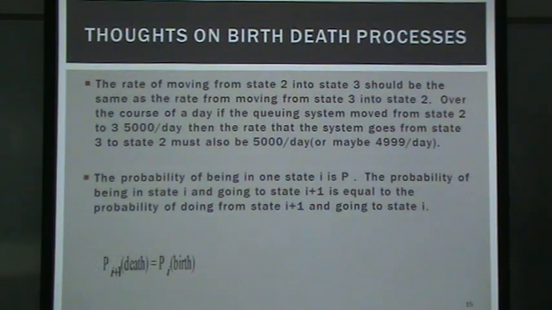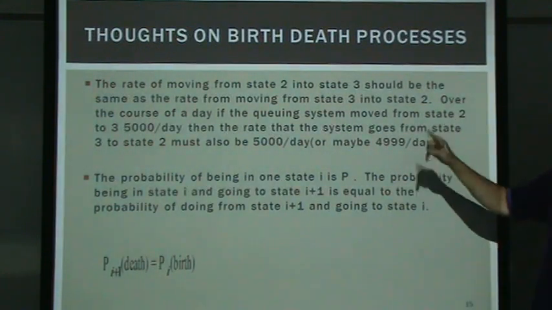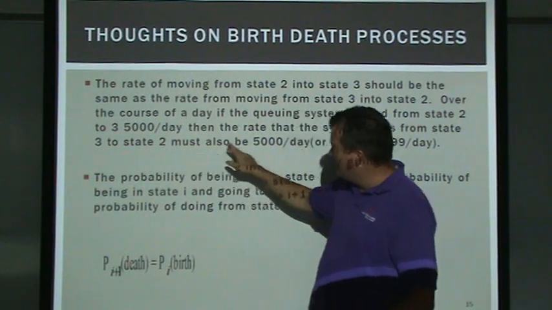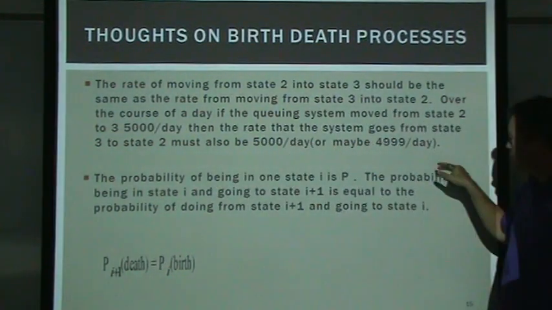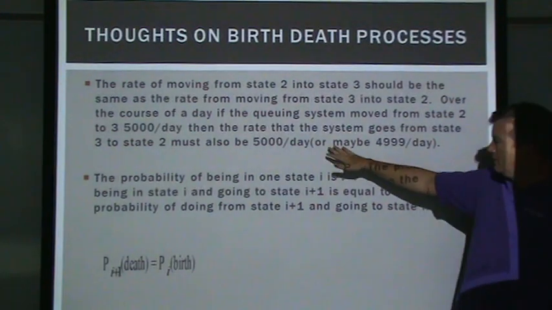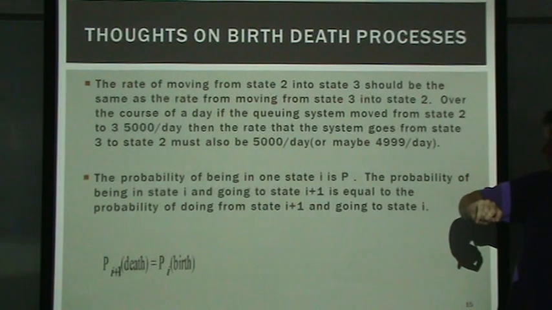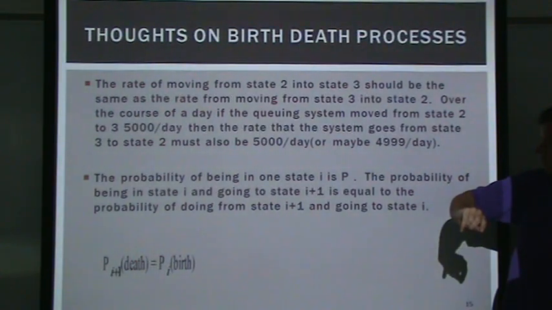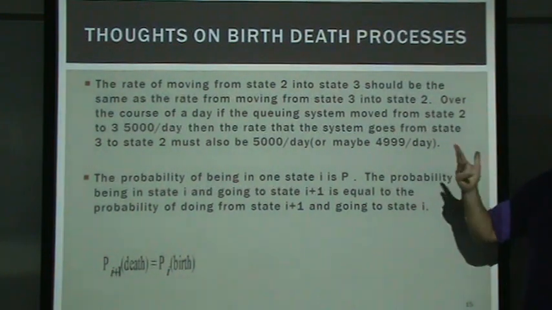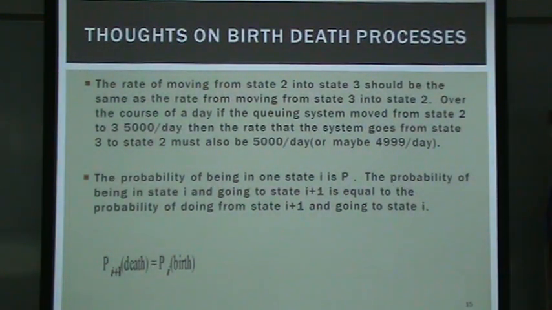So for example, over the course of a day, the queuing system moves from state 2 to state 3 5,000 times per day, then the rate at which the system goes from state 3 to state 2 should be 5,000 times a day, except that one case where it could be 499, because we were starting at 0, we went up, but we didn't come down one last time. But they should be approximately equal.